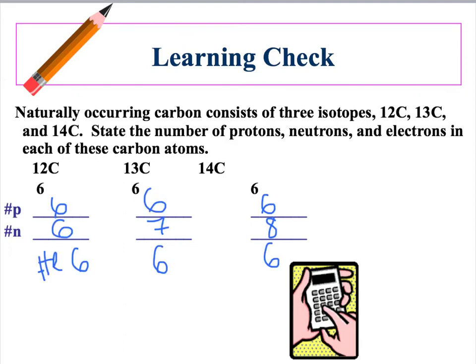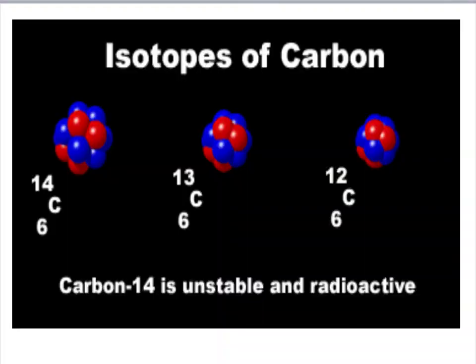So if we look at the answers for this one, the first one has 6 protons, 6 neutrons, and 6 electrons. The second one, carbon 13, has 6 protons, 7 neutrons, and 6 electrons. And carbon 14, the third one, has still 6 protons, now 8 neutrons, and 6 electrons. And here's a little image of what you could think about those carbon atoms looking like with the different numbers of neutrons, same number of protons.